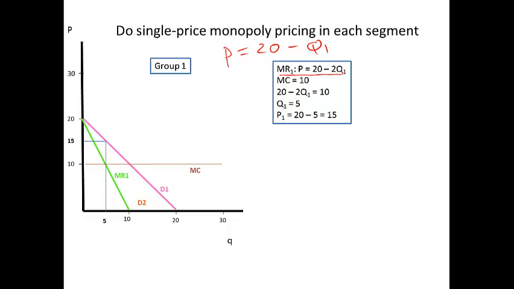Marginal cost is equal to 10, and so what we do here is we just set MR equals MC, and that's what's happening in this line right here. The result is that the profit maximizing quantity for segment 1 is 5. You get the price just by going up to the demand curve, and that price is 15. So we found the answer for one of the 2 segments.